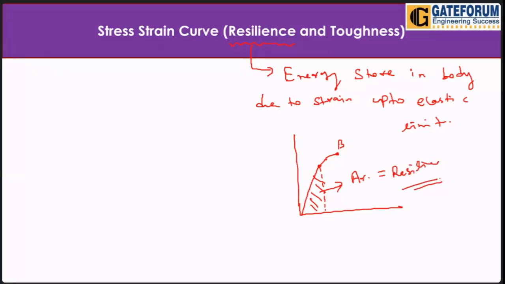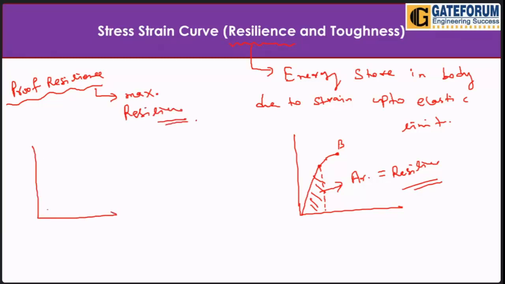And what about maximum resilience, or proof resilience? What is proof resilience? That is the maximum resilience, which will be up to the elastic limit. If here we have point B as the elastic limit, then up to here only, it is the maximum energy stored in the body at the elastic limit.